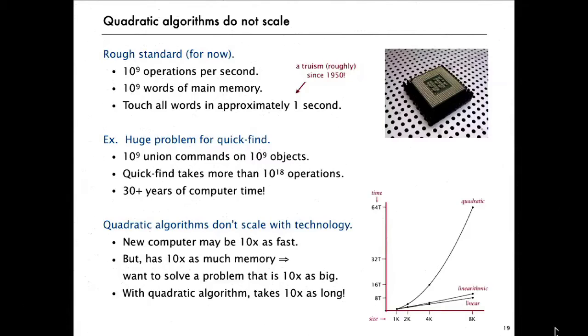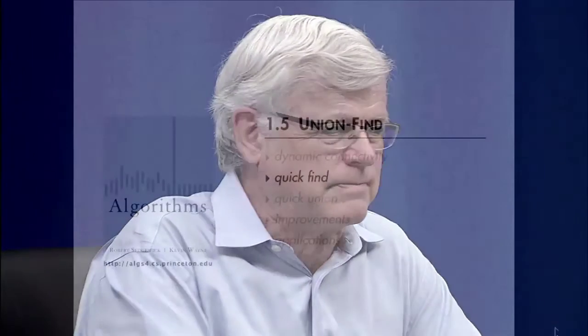And the problem is that quadratic algorithms don't scale with technology. You might have a new computer that's 10 times as fast, but you can address a problem that's 10 times as big. And with a quadratic algorithm, when you do that, it's going to be 10 times as slow. That's the kind of situation we're going to try to avoid by developing more efficient algorithms for solving problems like this.